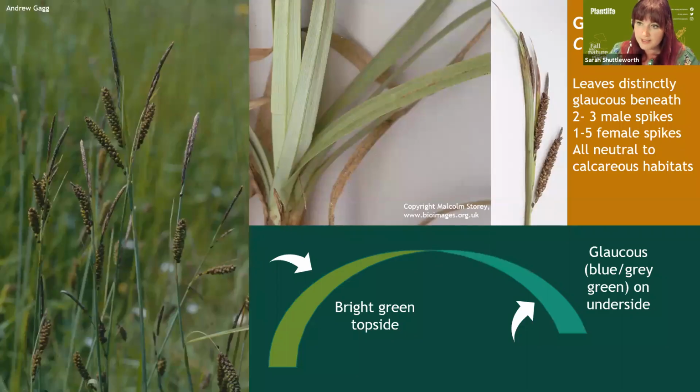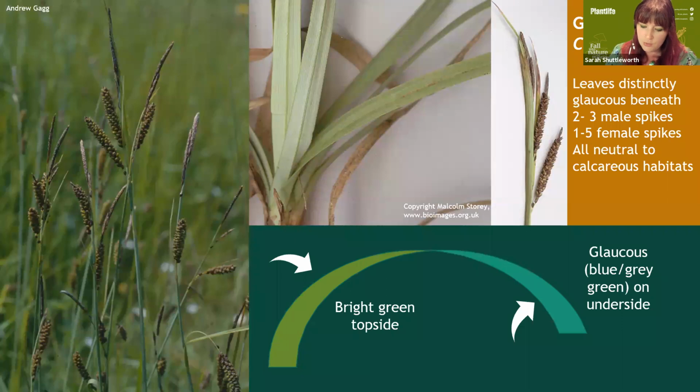So let's talk about a sedge in this kind of habitat. And this is a sedge that actually you'll get in all sorts of habitats, called glaucous sedge, Carex flacca. So this one can be found in loads of habitats, not just calcareous. I've used the term glaucous a couple of times before, and obviously this one is called glaucous sedge.